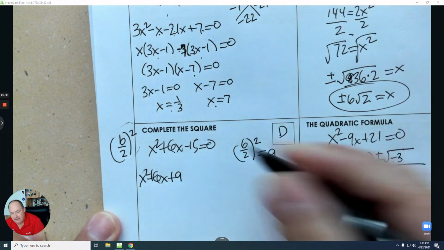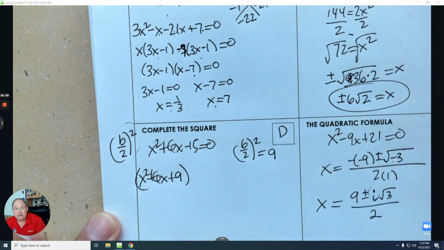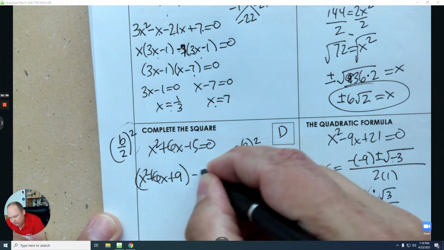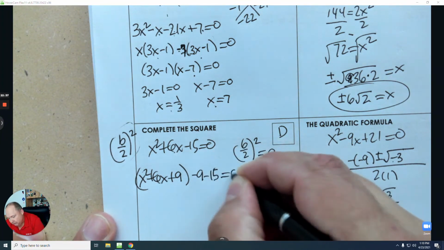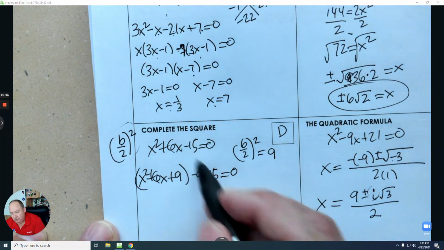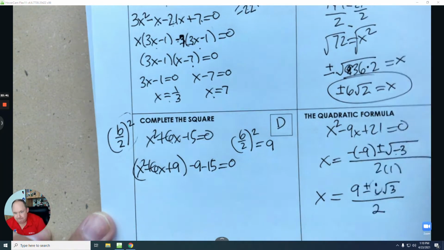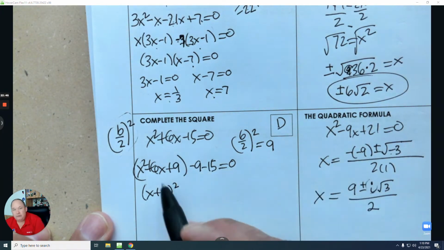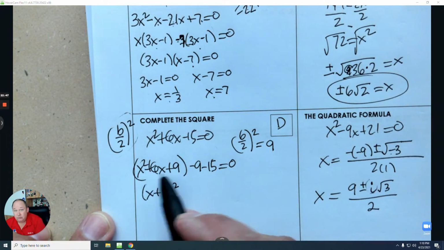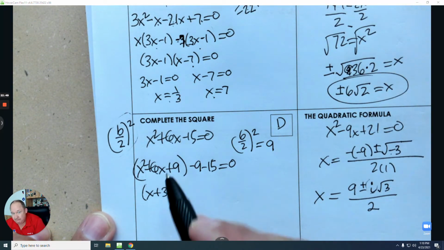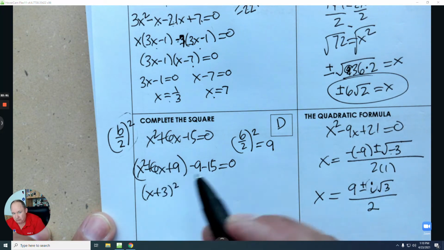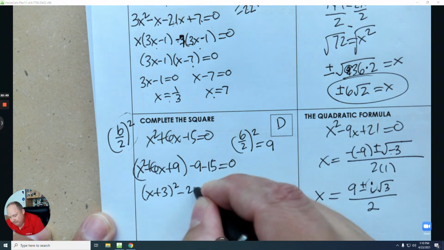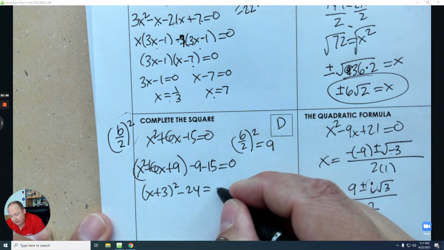So I come back to the equation. I'm going to add 9. I put parentheses around it to kind of separate it. I'm also going to subtract 9 as well, so it stays the same equation. We also have subtracting 15. This is factorable. So the two numbers that multiply to 9 and add to 6, we set it up this way. It's the same number. 3 times 3 was what works. Negative 9, subtract 15 is negative 24.